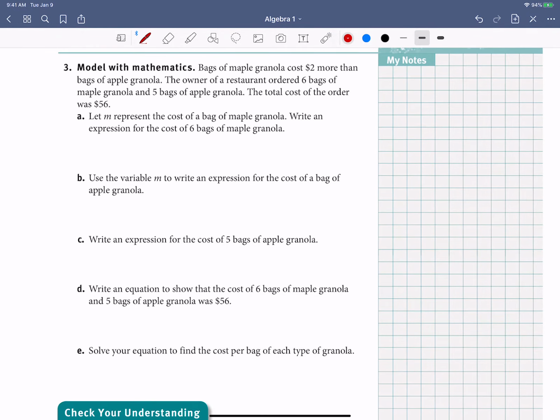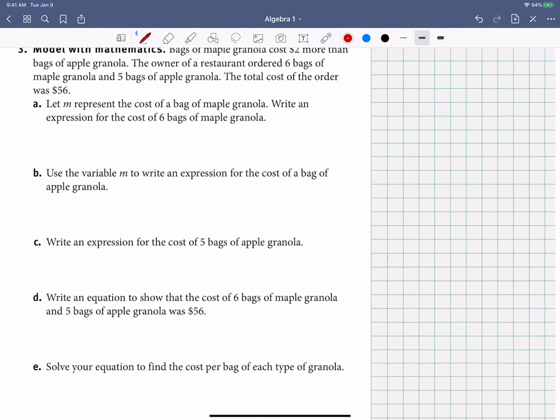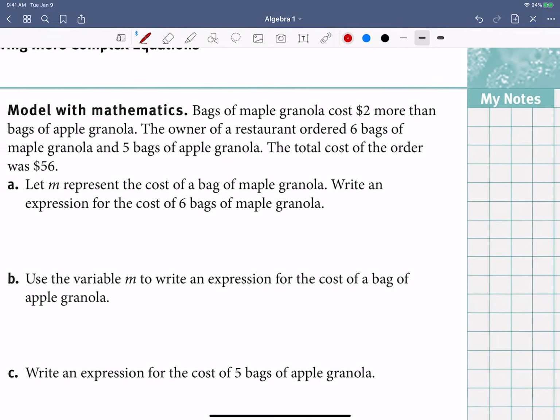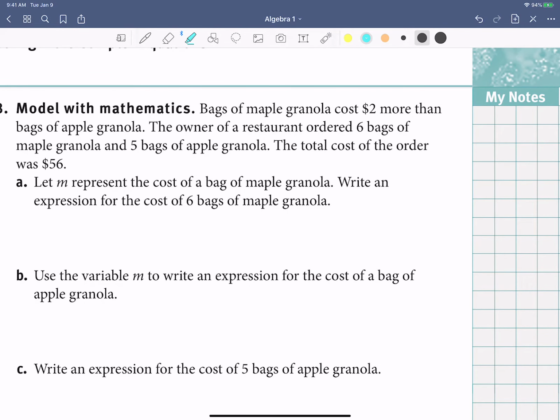All right. So it's going to be pretty straightforward. All right. We'll start here, okay? It says, bags of maple granola cost $2 more. So maple granola costs $2 more than apple granola, okay?